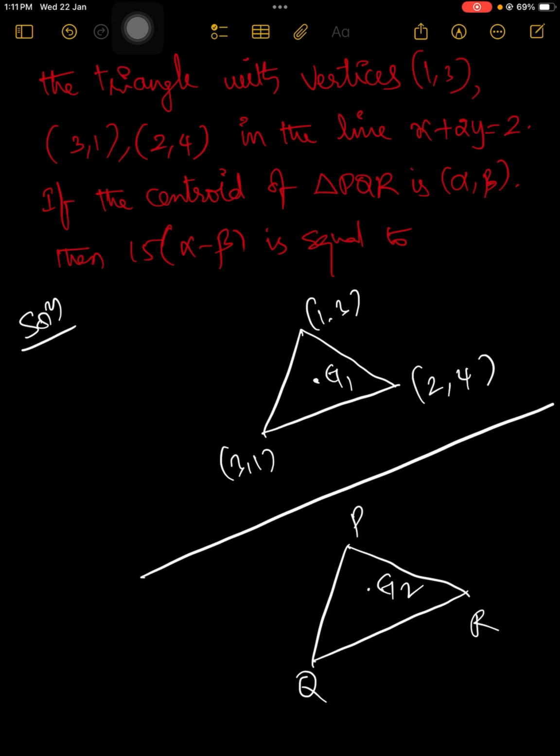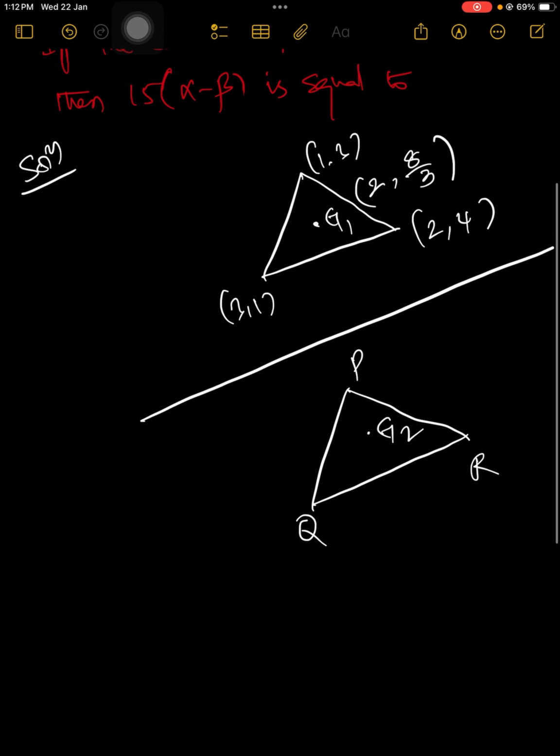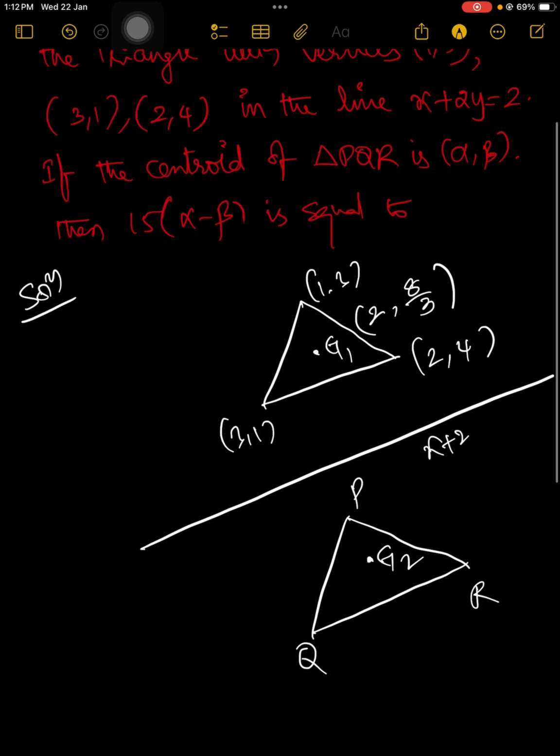The centroid of this triangle is (1 + 3 + 2) by 3, that is 6 by 3, which is 2, comma (3 + 1 + 4) by 3, that is 8 by 3. So the centroid of the given triangle with vertices (1, 3), (3, 1), (2, 4) is (2, 8 by 3). Now we need to find the required centroid of triangle PQR. This centroid is the image of (2, 8 by 3) with respect to the line x + 2y = 2.